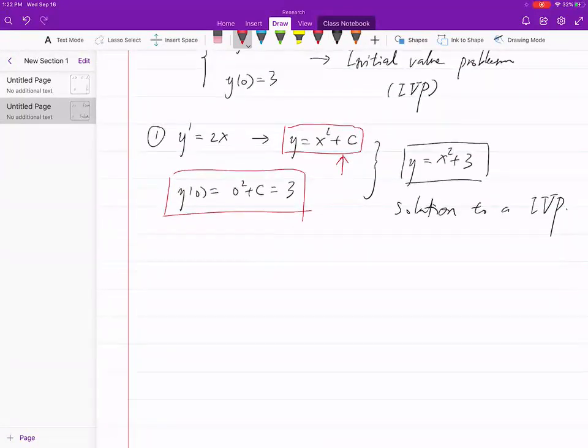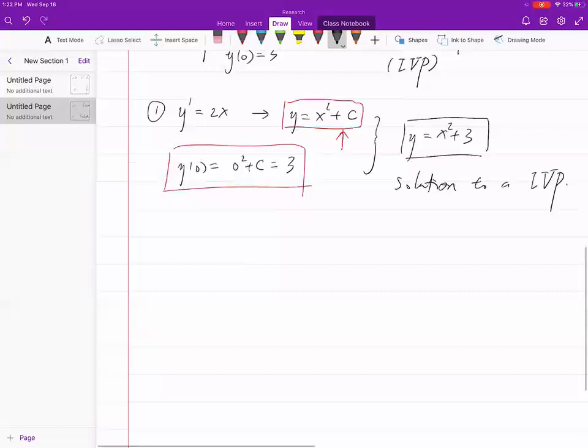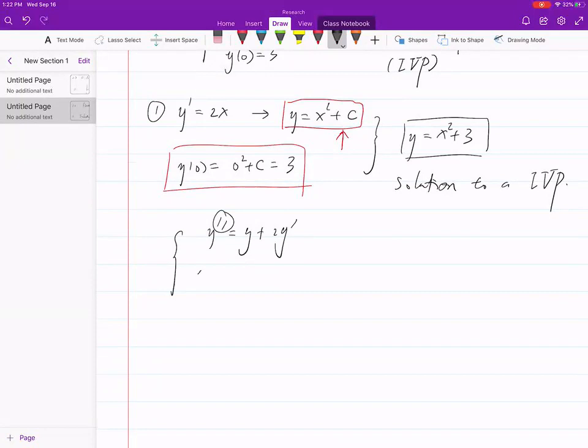Okay. Now, of course, you can have this right away. What if you want to solve something like this, which includes a second derivative? Then, of course, you are looking for two initial conditions. The first one is your y(0), or maybe y(2), whatever. The second one is going to be about y prime. y'(0) equals 5, things like that.